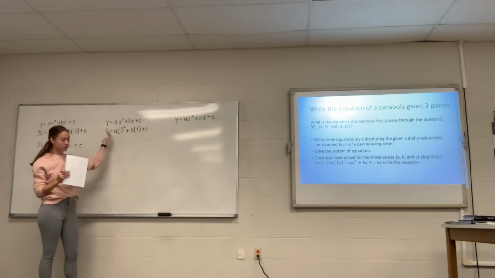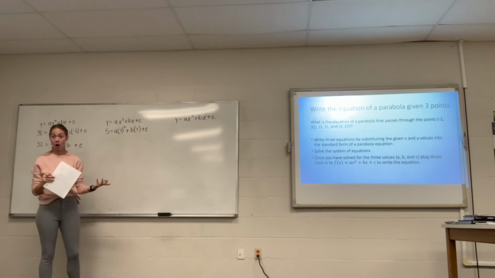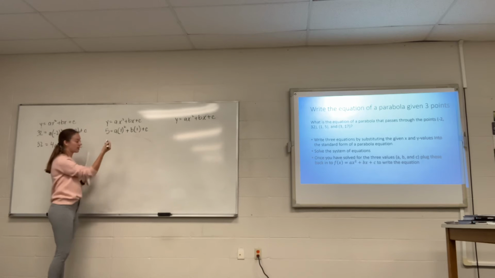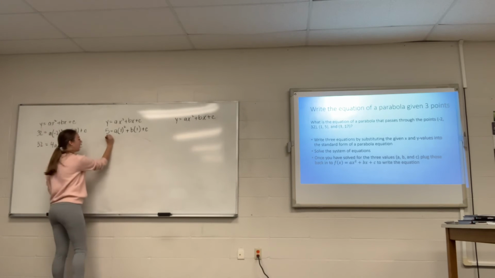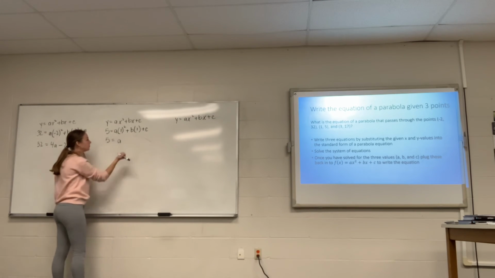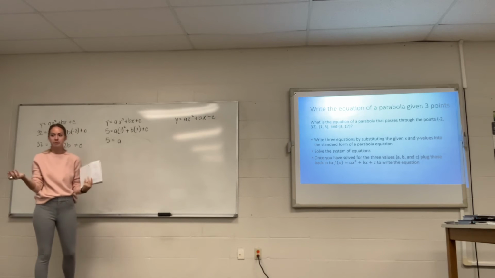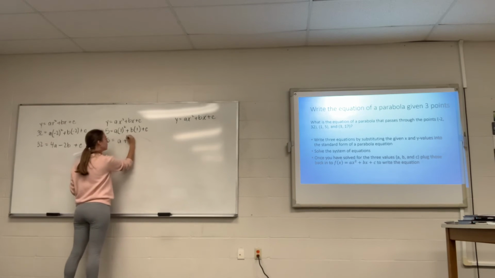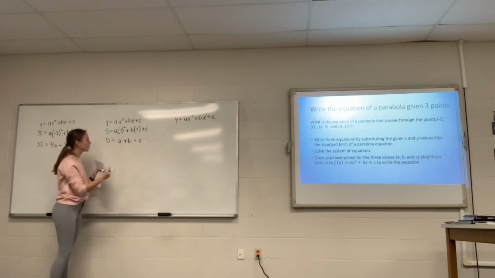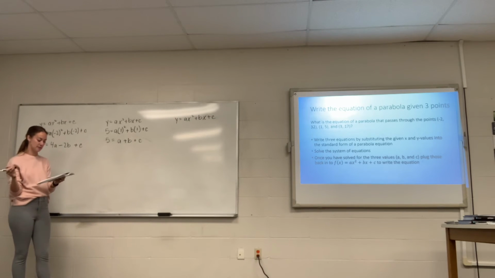So then 1 squared, I know that that's just gonna be 1, and then 1 times a is just a. So I'd really have 5 is equal to a, b times 1 is just b, so a plus b plus c. So I have 5 equals a plus b plus c.